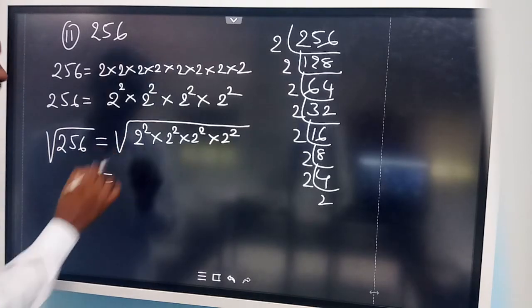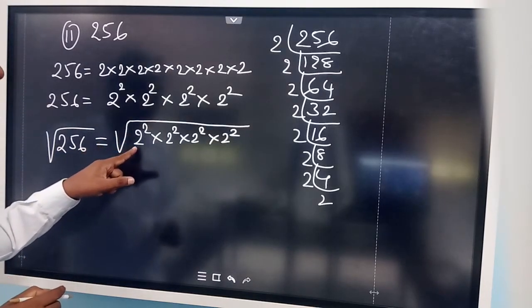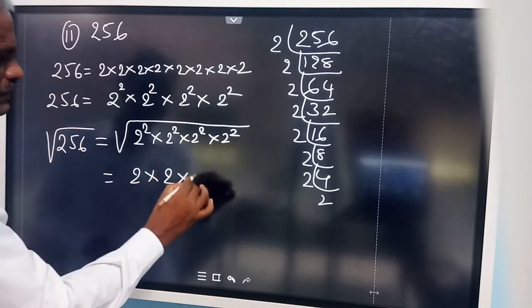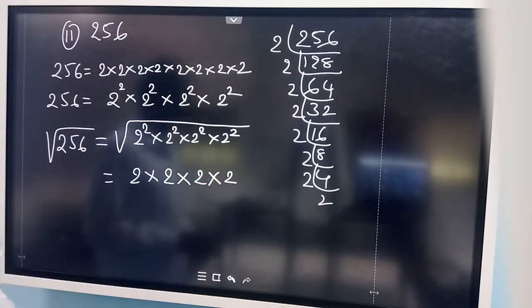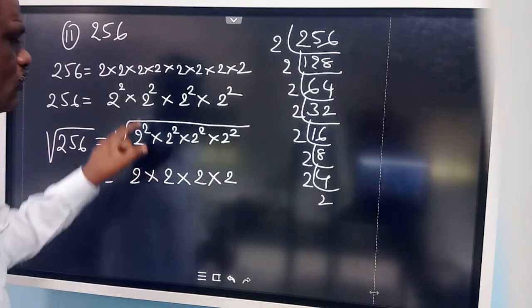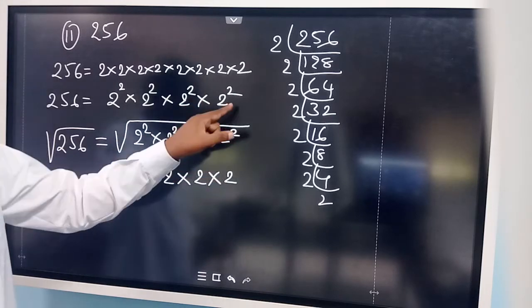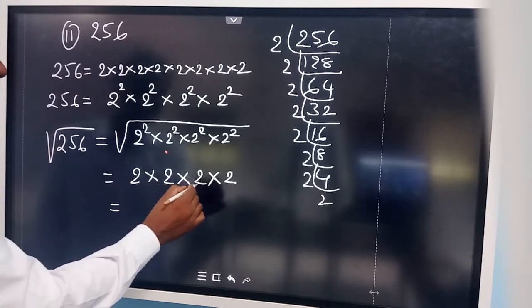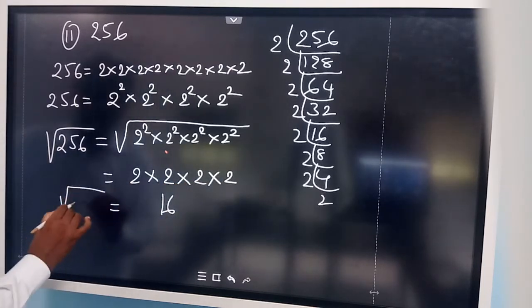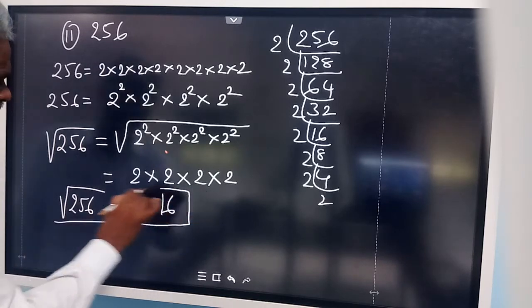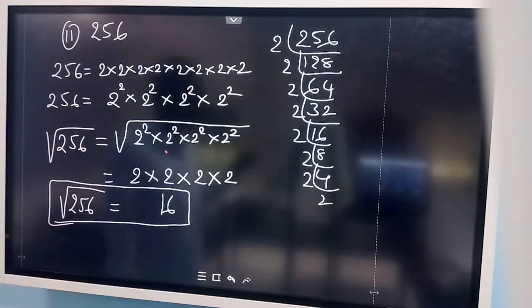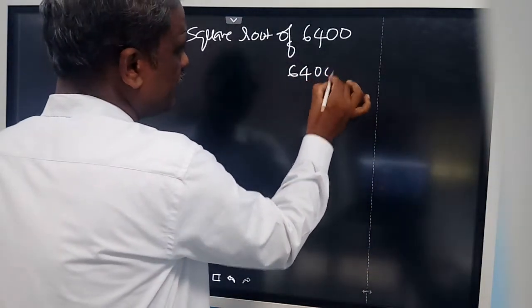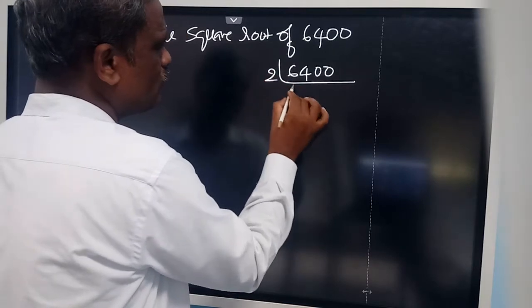Now you take out the square root. The square root of 2 square is 2. Again this is also 2, this is also 2, this is also 2 only. All these are square numbers: 2 to the power 2, 2 to the power 2, 2 to the power 2, 2 to the power 2. The square root is 2, 2, 2, 2 only. So now what is the product? 2 times 2 is 4, 4 times 2 is 8, 8 times 2 is 16. So therefore the square root of 256 is 16. Got it? Yes, sir.